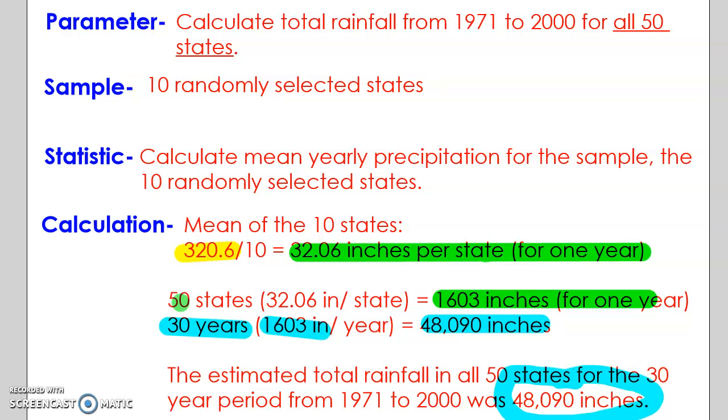Just something to kind of think about. Are there any flaws with this method? For instance, are all 50 states going to get the same amount of rain per year? Right? Some places it rains a lot more than other places. So, this is again just kind of an estimation, but going back to our stats units, these are just things you want to question.